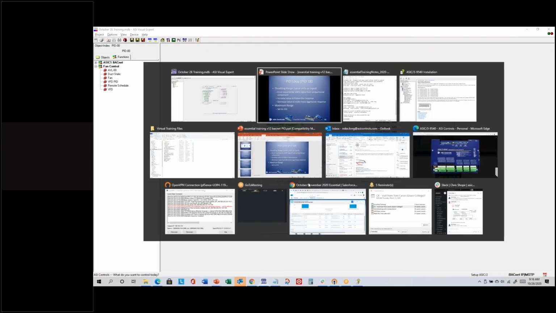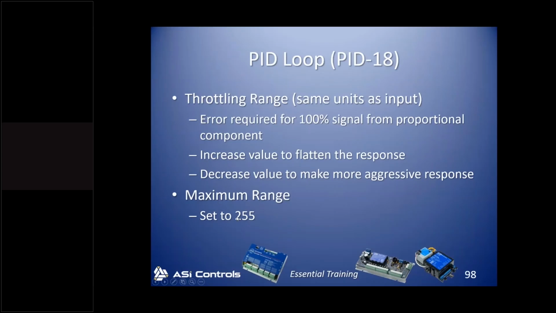Maximum range is the next setting here. And on the slide, it says just set to 255. That just makes it easy. That's somewhat related to the resolution of our analog output, which can take 255 steps as it goes from 0 to 10 volts.